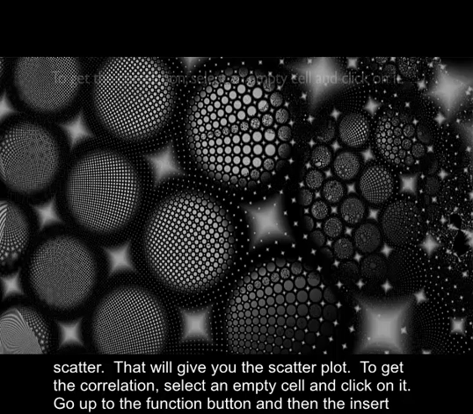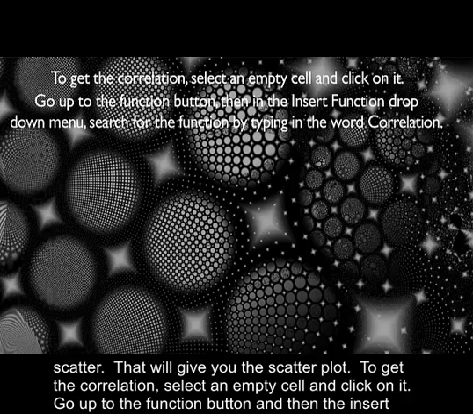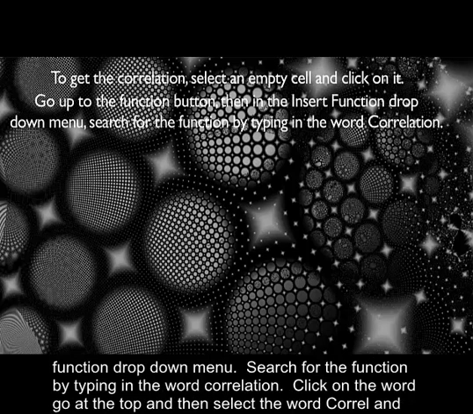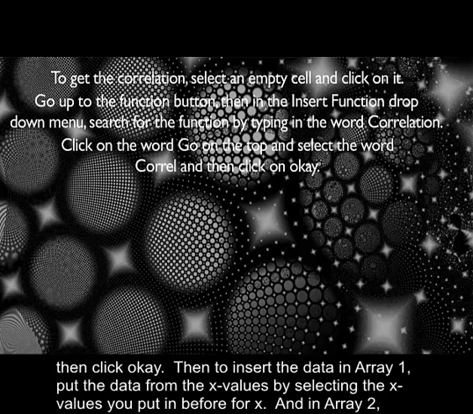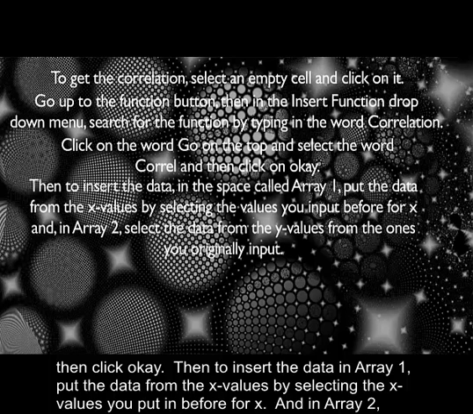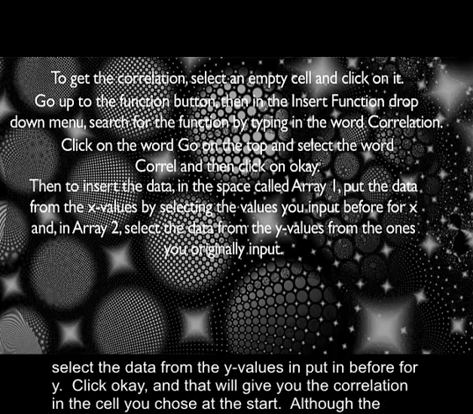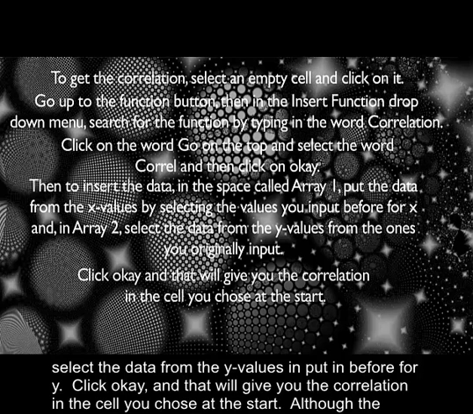To get the correlation, select an empty cell and click on it. Go up to the Function button and then the Insert Function drop-down menu. Search for the function by typing in the word correlation. Click on the word Go at the top and then select the word CORREL, and then click OK. Then to insert the data, in array 1, put the data from the x values by selecting the x values you put in before, and in array 2, select the data from the y values you put in before. Click OK, and that will give you the correlation in the cell you chose at the start.